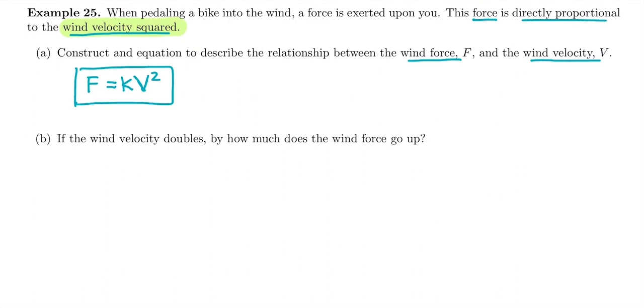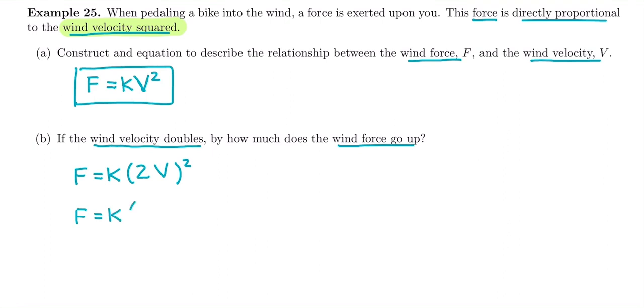And we want to figure out, if the wind velocity doubles, the wind is feeling twice as heavy on you, how much does that wind force go up? So how is the force affected if instead of having just a regular V getting squared, we have double the initial amount of wind velocity? We have 2 times our wind velocity. How does that affect the force?